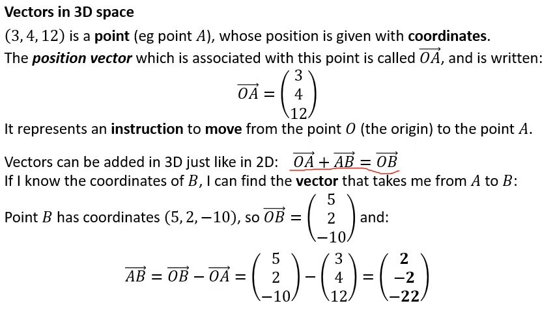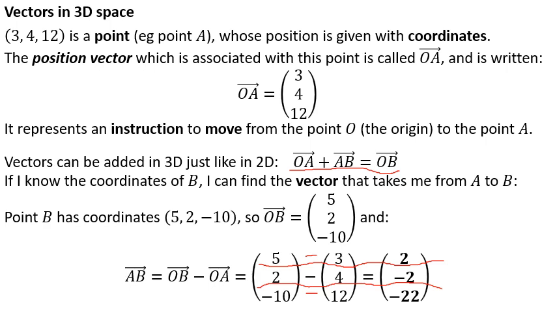And here's what it looks like when you do the calculation. Each component effectively gets its own little calculation going on. So you could almost imagine there were lines separating these. 5 minus 3 is 2. 2 minus 4 is negative 2. And minus 10 minus 12 is negative 22. So each line gets the calculation applied to it. And overall, we get this 2, negative 2, negative 22.